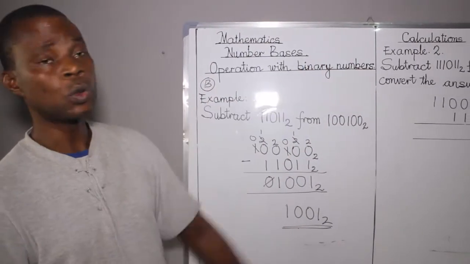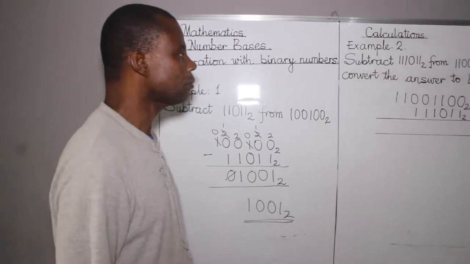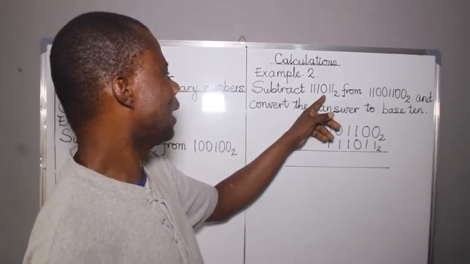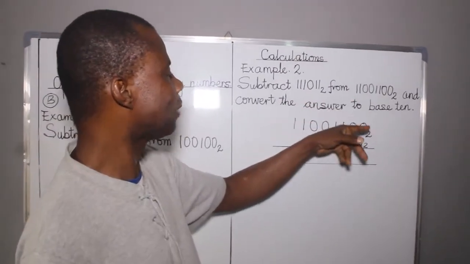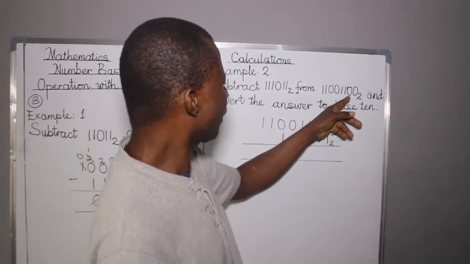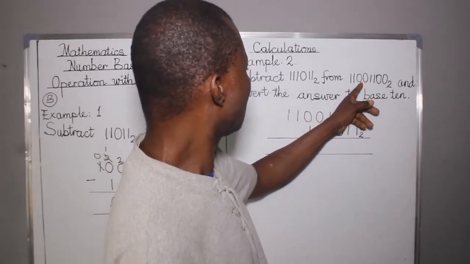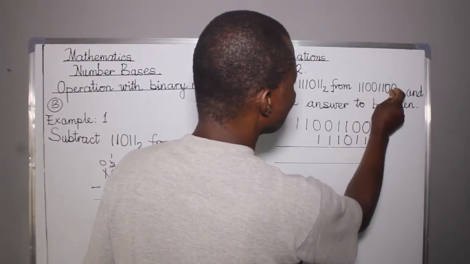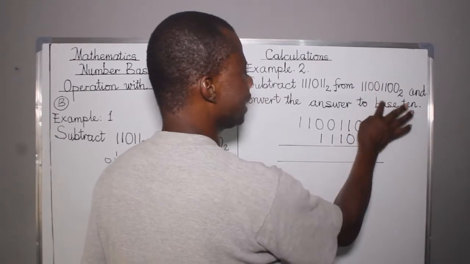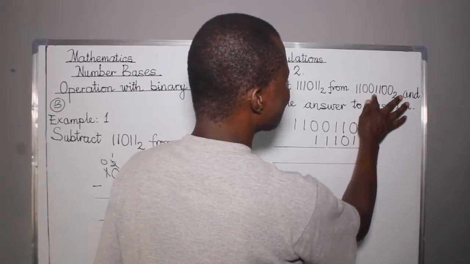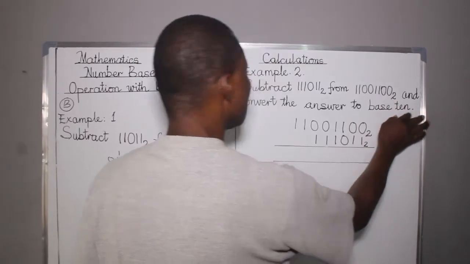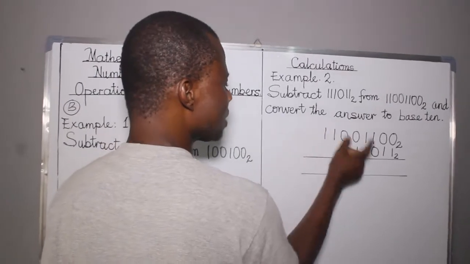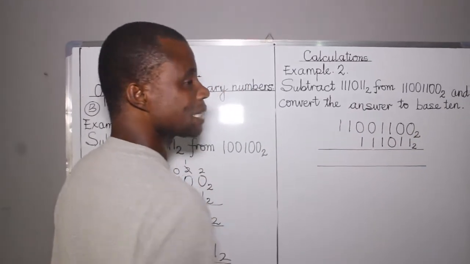Now we move quickly to the second example. Subtract 111011 to base 2 from, here we have 11000000, no, 11 million, 1, 2, 3, 4, 5, 6, 1100, base 2. We have to take this away from this. And our answer, the final answer after the subtraction, should be converted to base 10.